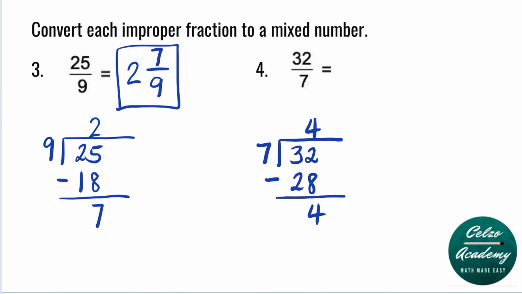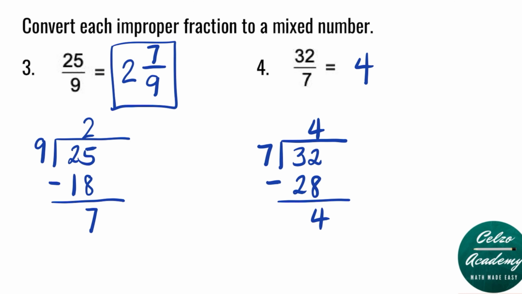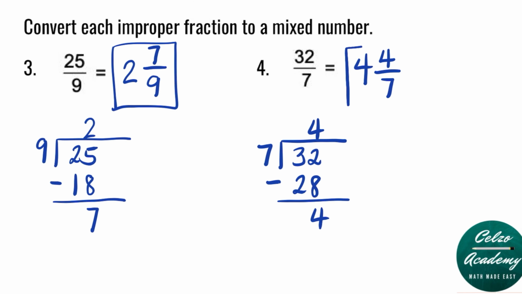So the whole number is 4, the remainder is 4, so that is our numerator, and denominator is 7. So 32 over 7 is equivalent to 4 and 4/7 in mixed number.